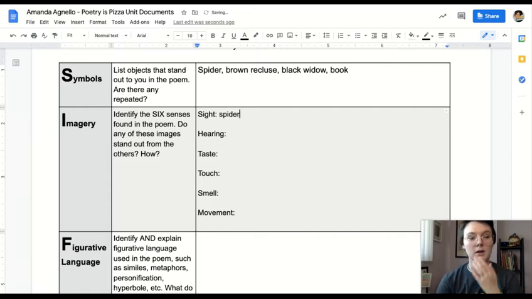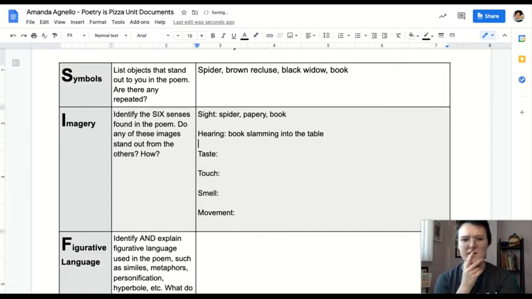Obviously the spider. But it was kind of a papery spider. Okay. And I can see the book. What am I hearing? Well, if she smashes the spider, I guess I would hear the book slamming into, maybe it was a table. Is there anything to taste? When she was frightened, I guess fear has kind of a metaphorical flavor, so I can taste fright, or maybe it almost tastes like bitterness. I don't know. I'm going to leave it at fright.